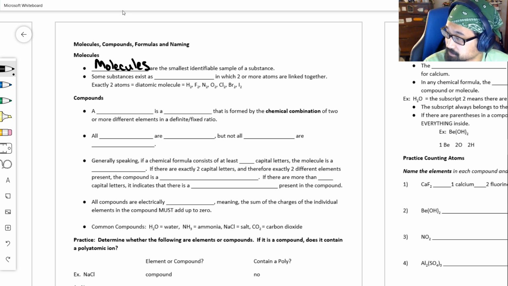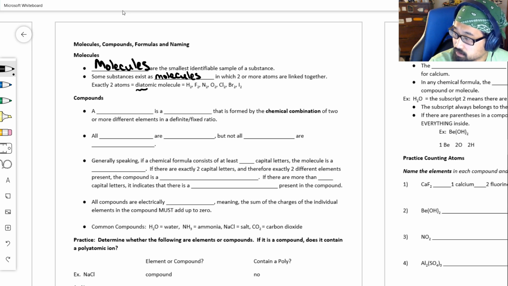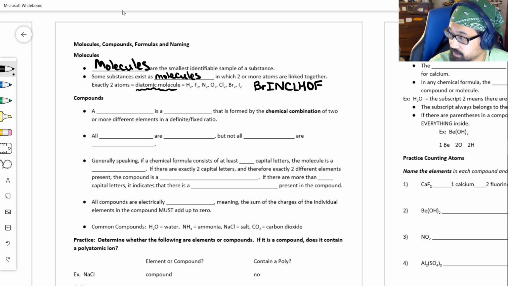So, again, molecules specifically are where two or more atoms are linked together. If you have exactly two atoms, you have what we call a diatomic molecule, and I will usually refer to them in this order: Br, I, N, Cl, H, O, and F. I will call them Brinkelhoff, specifically the Brinkelhoff buddy system, right?